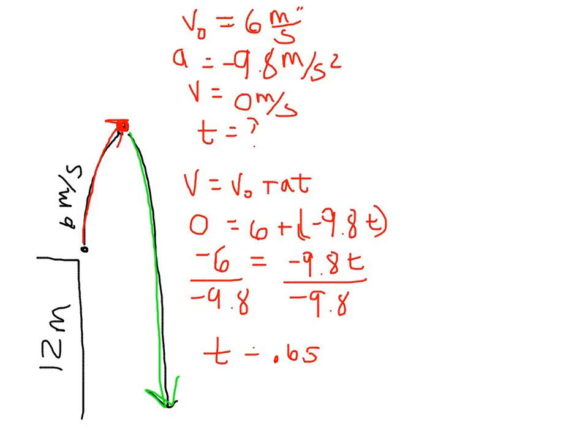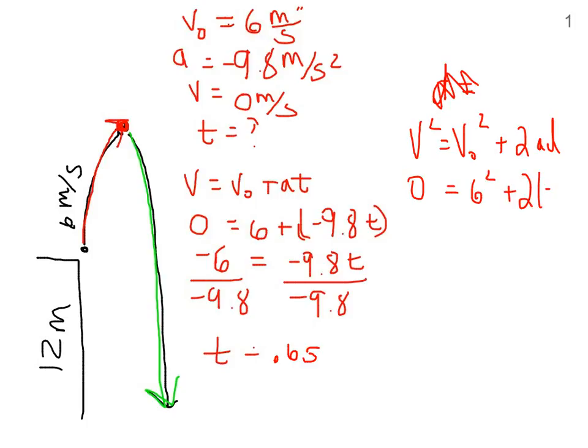Also on the way up, I can find D. I know that D equals, actually we're not going to do it that way, better choice. V squared equals V naught squared plus 2AD. V at the top is 0, V naught was 6, I have to square that, plus 2 times negative 9.8 times D. 6 squared is 36, I subtract it to the other side, I get negative 36 is equal to negative 19.6 D. I divide those two things, and I get distance to the top is 1.8 meters.